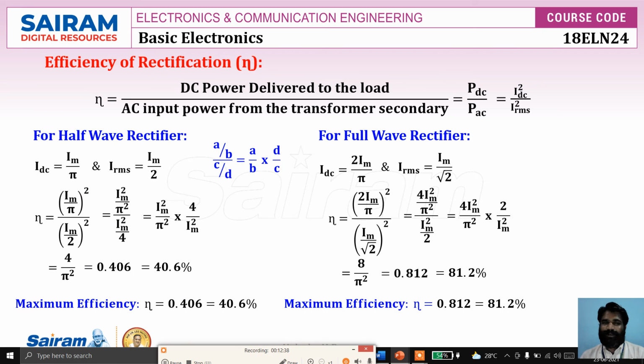So this is the rectification of the full-wave rectifier and half-wave rectifier. I'll continue in the next video.